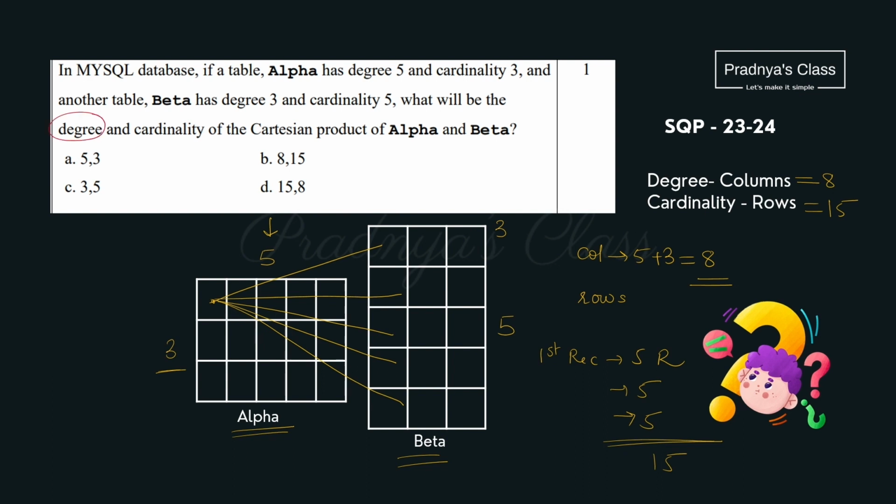First we need to write degree. Degree is 8, and then we will be writing cardinality. Cardinality is equal to 15. So the correct option is B.